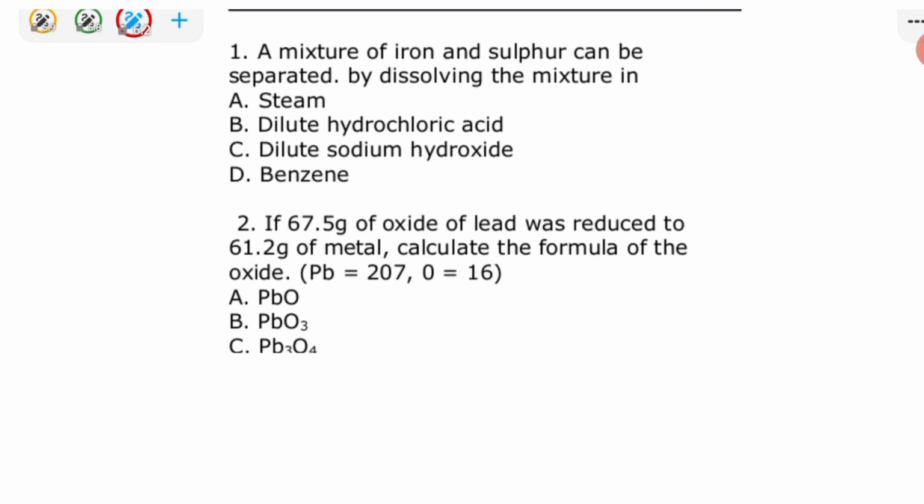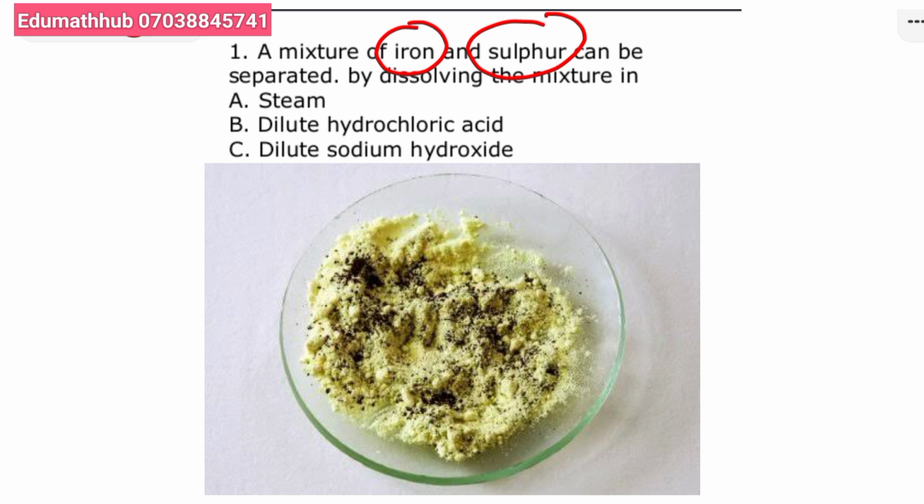So the first question says, a mixture of iron and sulfur can be separated by dissolving the mixture in dash. So iron is in solid form, sulfur is in solid form. So how can you separate the mixture? You have to use at least a medium in which one of them will dissolve. So let's check the options one by one.